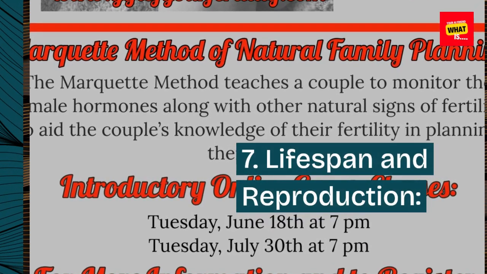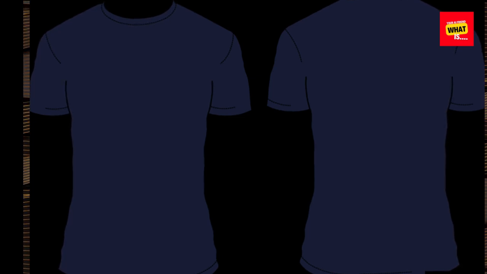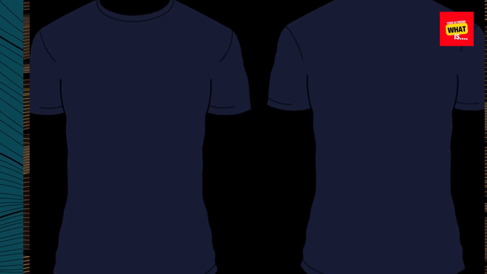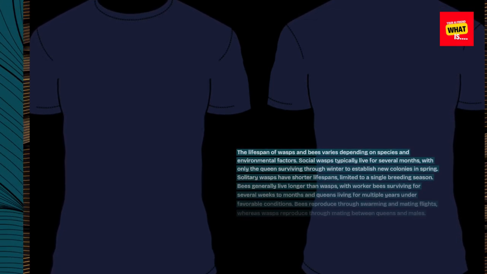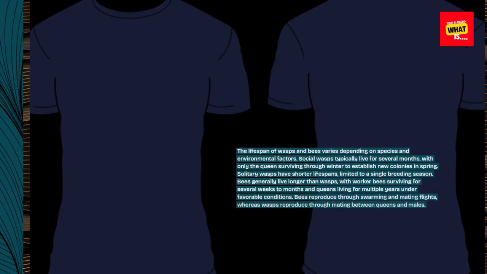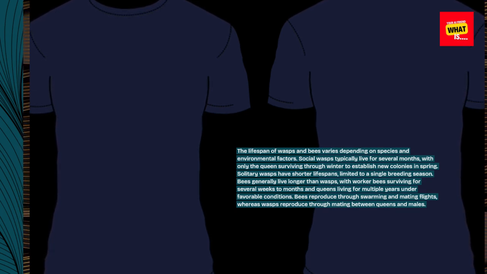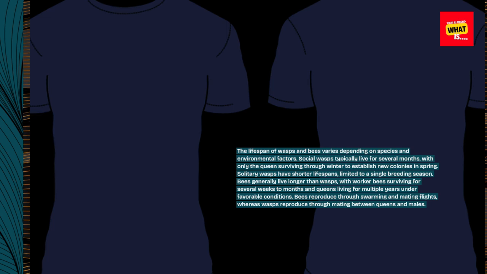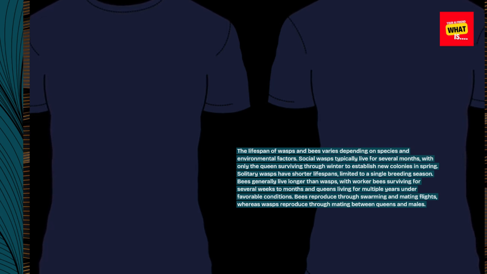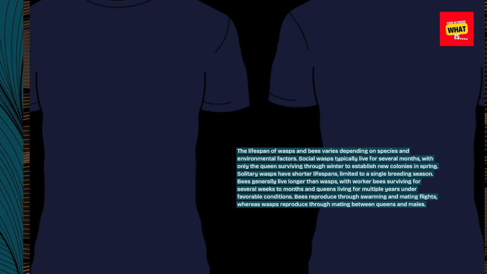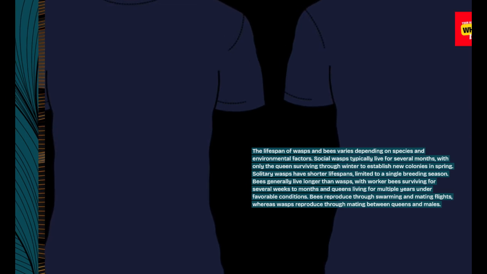7. Lifespan and reproduction. The lifespan of wasps and bees varies depending on species and environmental factors. Social wasps typically live for several months, with only the queen surviving through winter to establish new colonies in spring. Solitary wasps have shorter lifespans, limited to a single breeding season. Bees generally live longer than wasps, with worker bees surviving for several weeks to months and queens living for multiple years under favorable conditions. Bees reproduce through swarming and mating flights, whereas wasps reproduce through mating between queens and males.